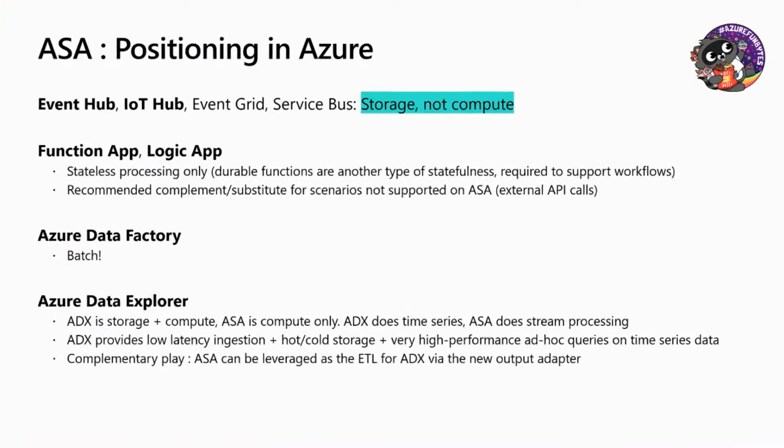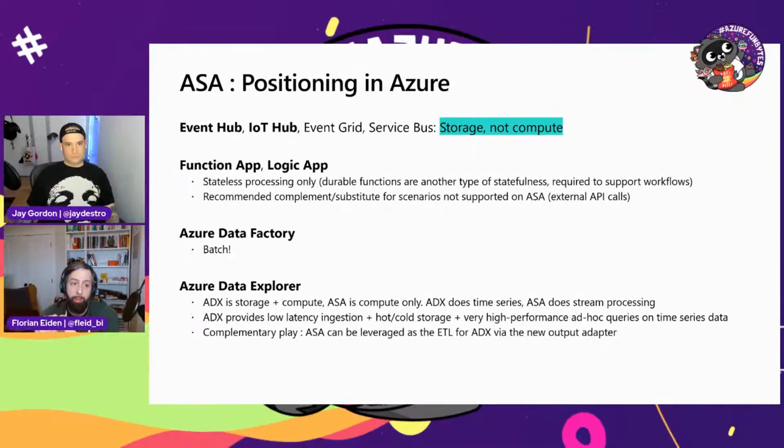So that's the difference between Function App and Stream Analytics. And actually, we work very well hand in hand. Function Apps and Logic Apps are good complements and substitutes for scenarios that are not supported in Stream Analytics. So it's not a compete at all. It's a better together story. Sure. Data Factory, write less code, use services like Logic Apps in order to actually deliver what you want. Power Platform, I'm sure somehow can also be another place to use that data.